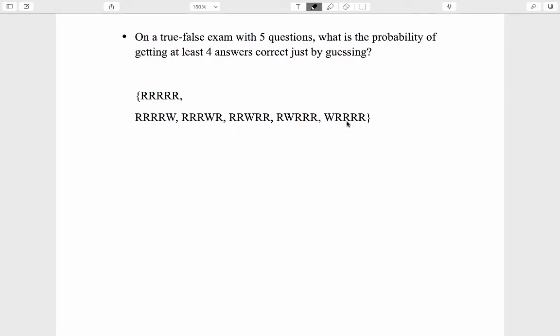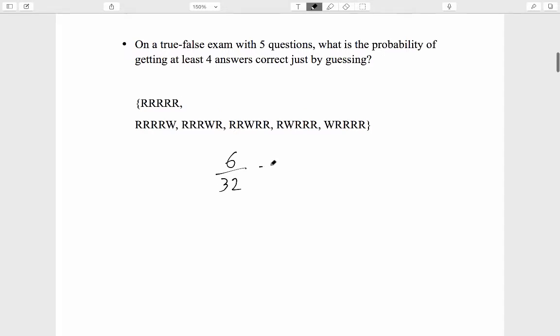Before we started writing words containing 4 R's and 1 W, we could think that there are 5 locations where that 1 W could appear. Therefore, there's going to be a separate word for each possible location of that W. There will be 5 different words with 1 W and all the rest R's. This means that the probability we're looking for equals 6 over 32, which equals exactly 0.1875. This is not a tiny probability, but you still do not have a very good chance of getting at least 4 correct on this 5-question exam just by guessing.